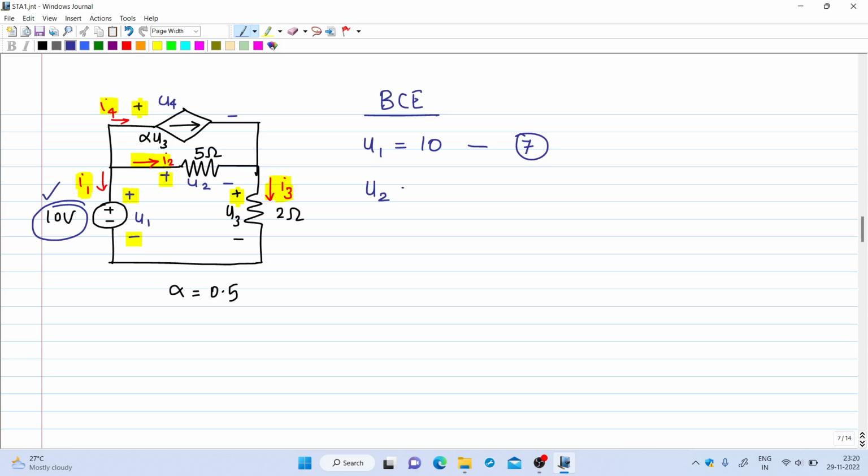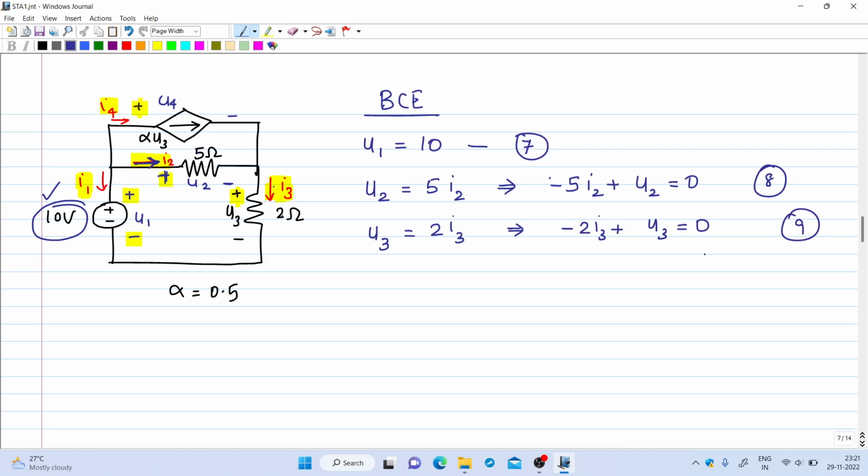Then branch 2 voltage is U2, and branch 2 is a resistance. So U2 is simply 5 times I2 by Ohm's law. U2 is the voltage across the 5 ohm, equal to 5 ohm multiplied by the current flowing through it, 5 into I2. So this can be written as minus 5I2 plus U2 equal to 0. This is our eighth equation. Then the third branch voltage U3 is 2I3, 2 into the current through the 2 ohm. So minus 2I3 plus U3 equal to 0. This is the ninth equation.